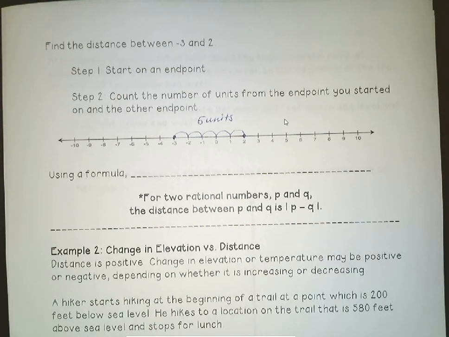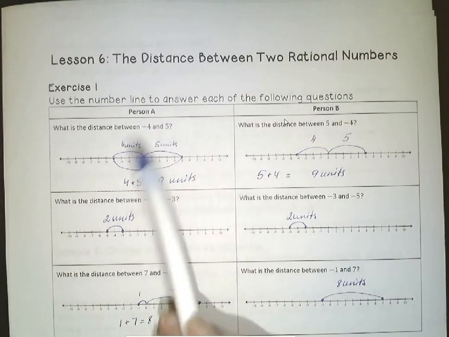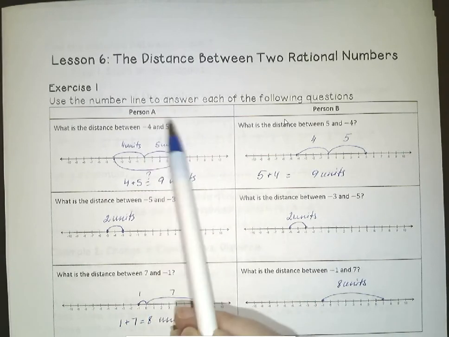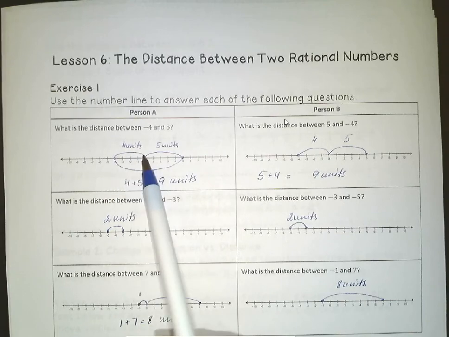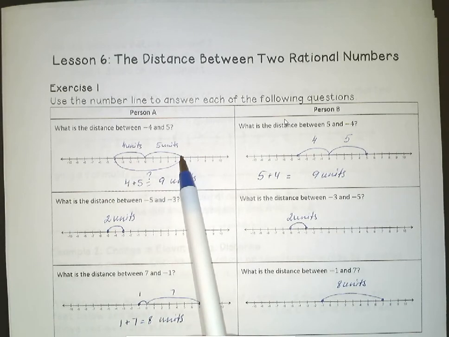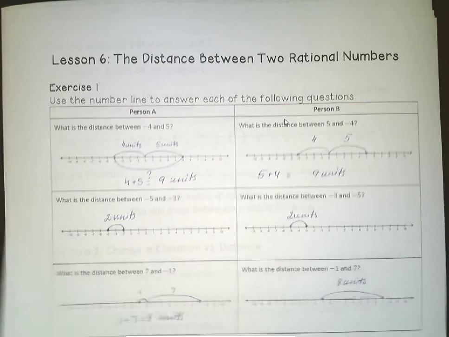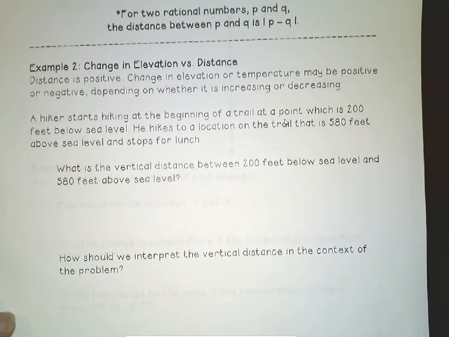So if I look at our previous examples, 5 and -4, right? So I'm going to subtract -4. The difference between 5 and -4 is going to be 9 units, and the absolute value is always positive. So let's take a look at how it works.